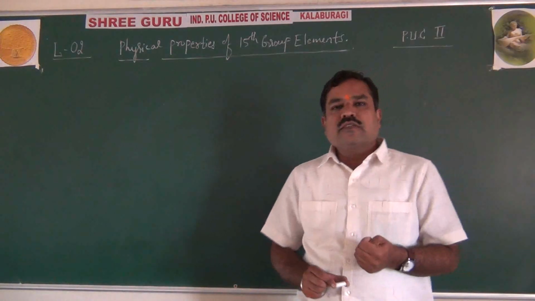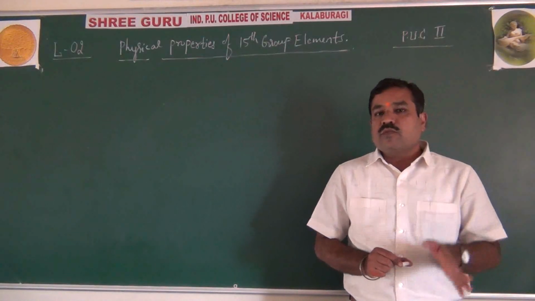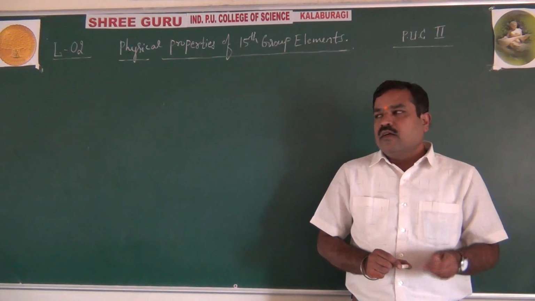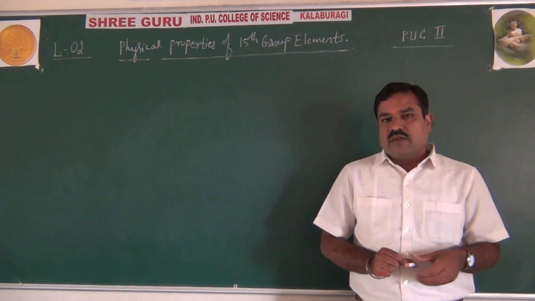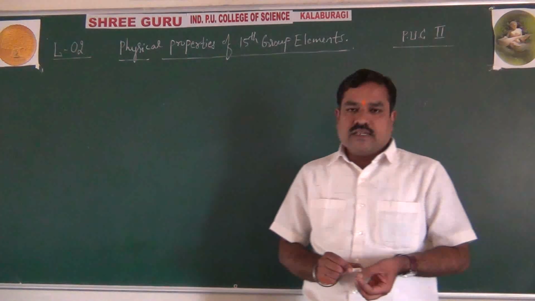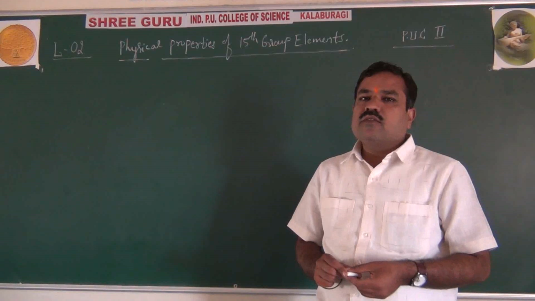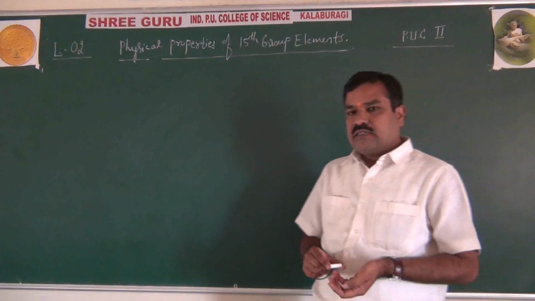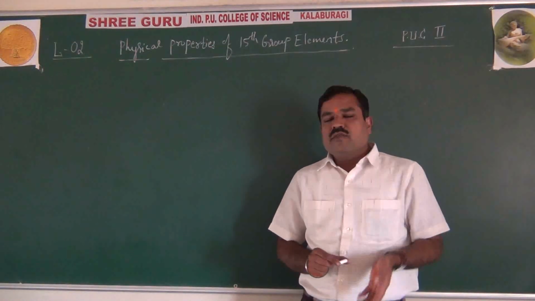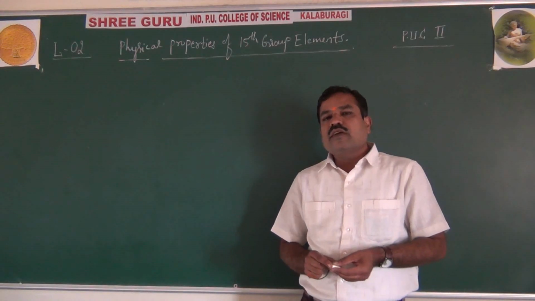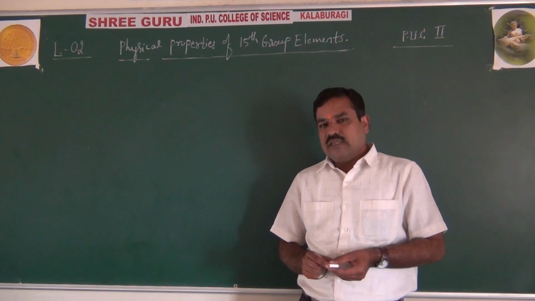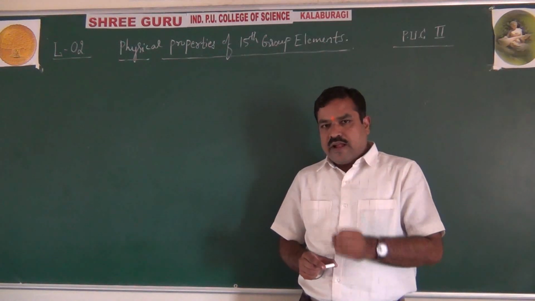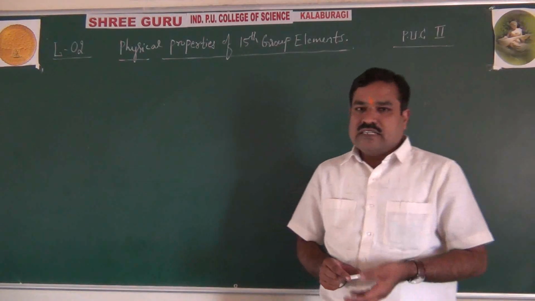And I told you yesterday in the previous class, the general electronic configuration of these group 15 elements is ns2 np3, right? Then I told you regarding atomic radius. That means size is expressed in terms of atomic radius. The atomic radii of these group 15 elements generally increase down the group as size increases. But across the period, when we compare with group 14 elements, these have smaller atomic radii due to effective nuclear charge.